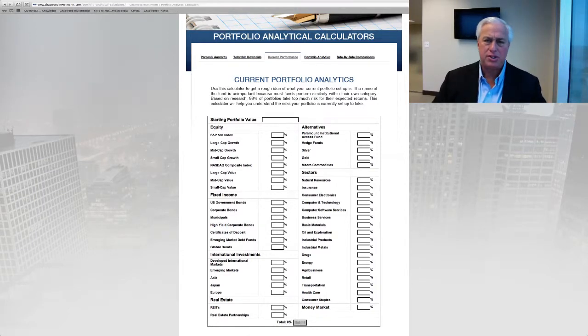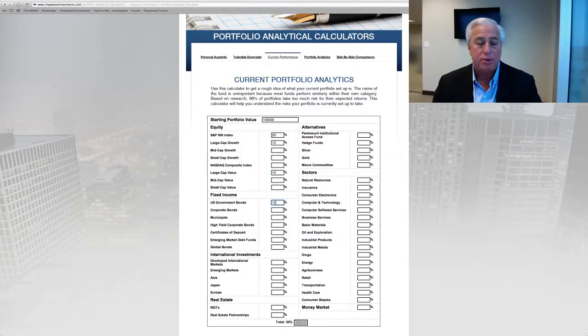So we say put 20% here, 30% there. So I built this analytical calculator called the Current Portfolio Analytics. All you need to do is go in and let's say you put in a $100,000 portfolio and literally put percentages. Don't worry about the names of the mutual funds. Most mutual funds or most ETFs trade within their category. Again, it's the broad-based strategy that matters in our business as well. And put in what you have here.